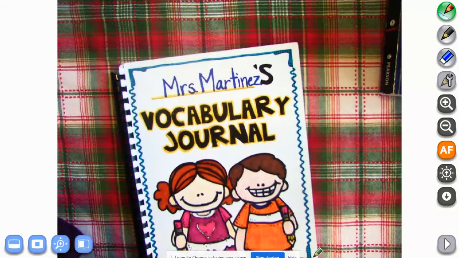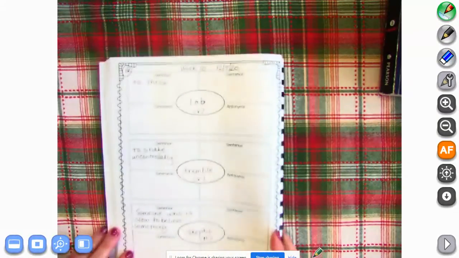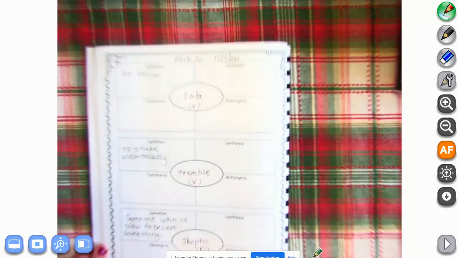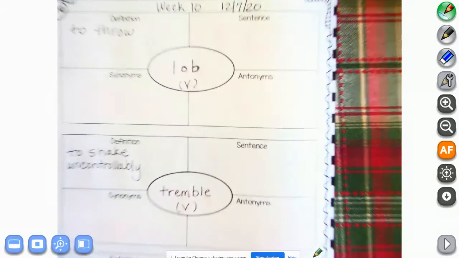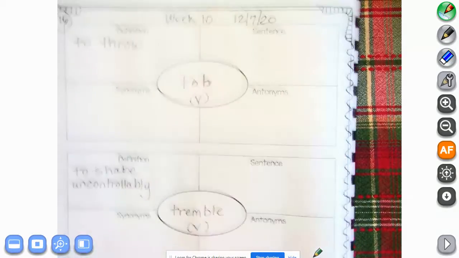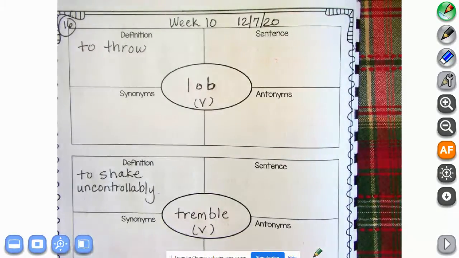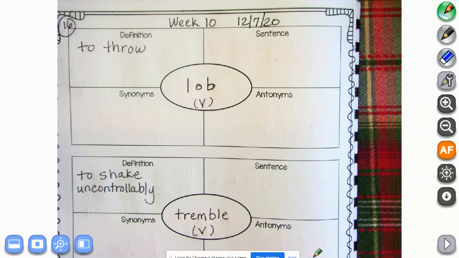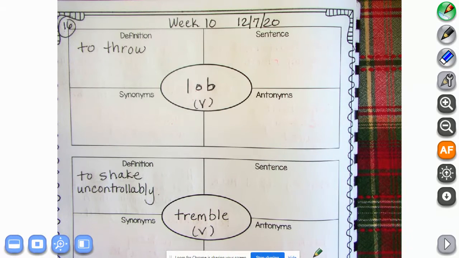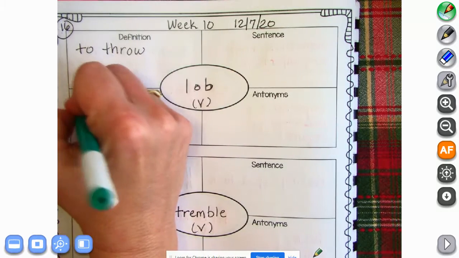Okie dokie. Move that down. All right, so we are on page 16. And we got our 5 new words yesterday and their definitions. So we're going to go ahead and add in our synonyms and antonyms. So our first word, lob, is a verb that means to throw. So a synonym, another word for lob, would be throw.